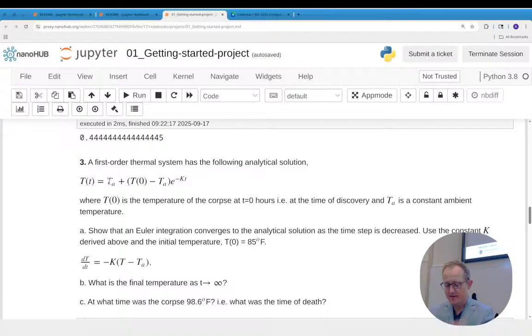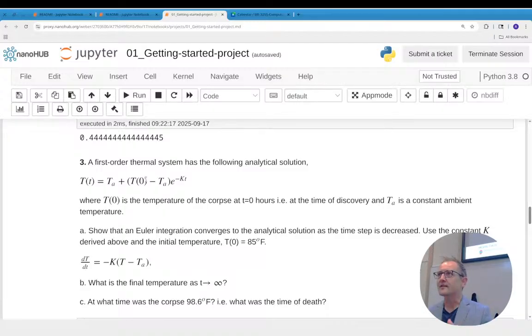Yeah, okay. So using this formula, right? Saying here, if I plug in a 98.6 over here, my T0 is 85, then solve for time. So take the ratios, do a natural log.